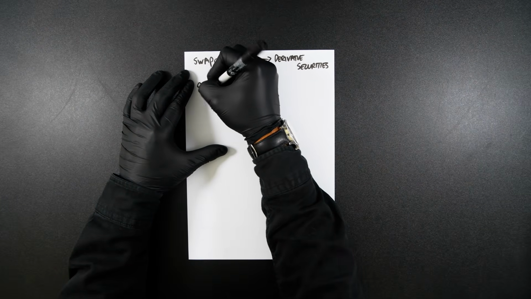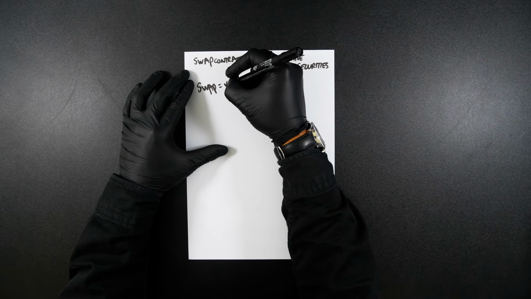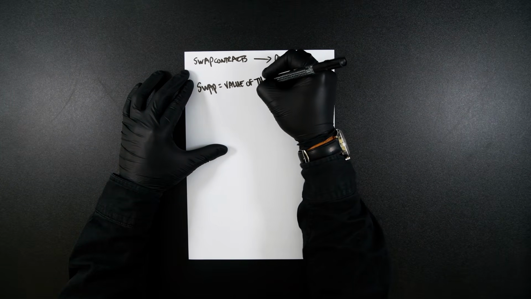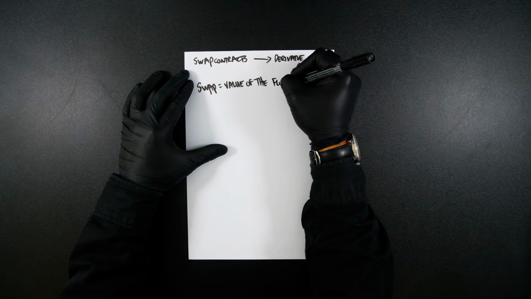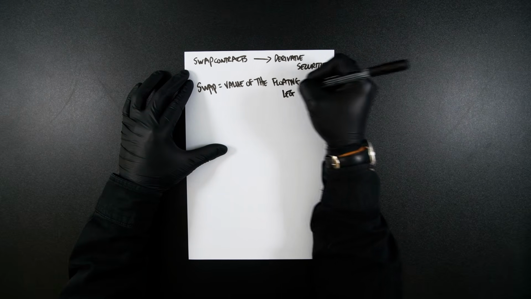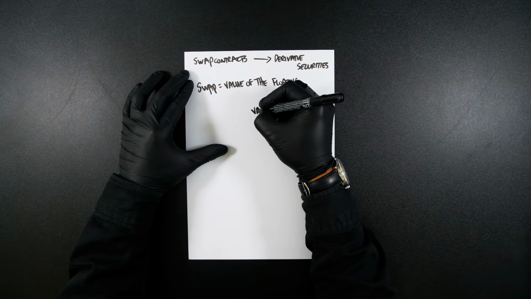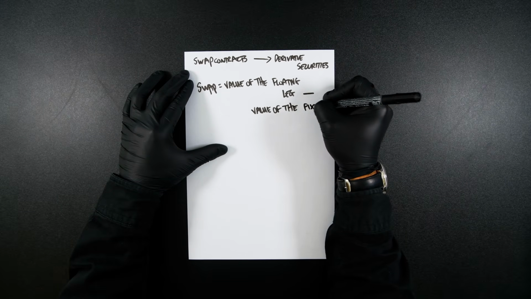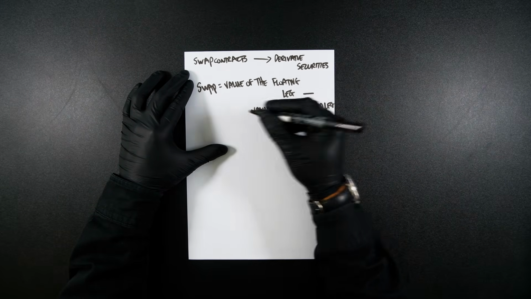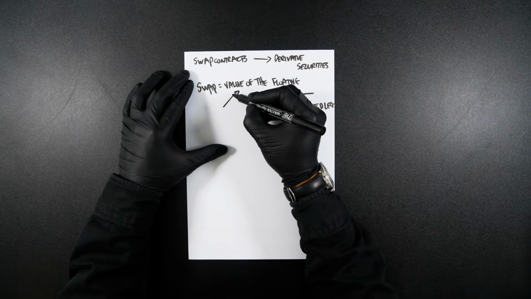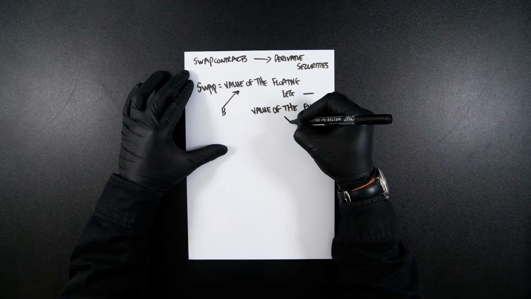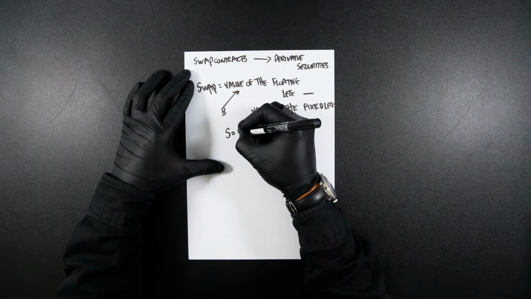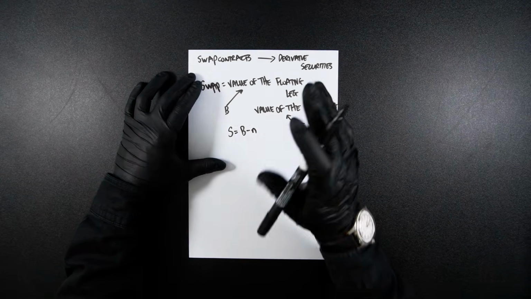So the swap is going to consist of the value of the floating leg minus the value of the fixed leg. So we're going to refer to this part here as B and this part here as N. So it would be simplified as S equals B minus N.